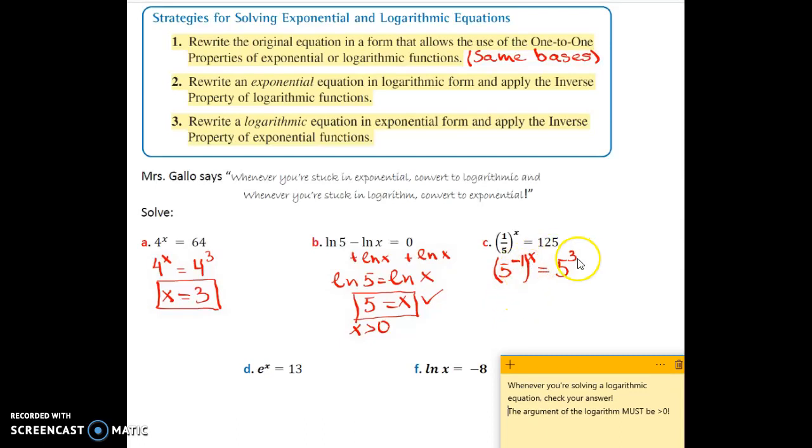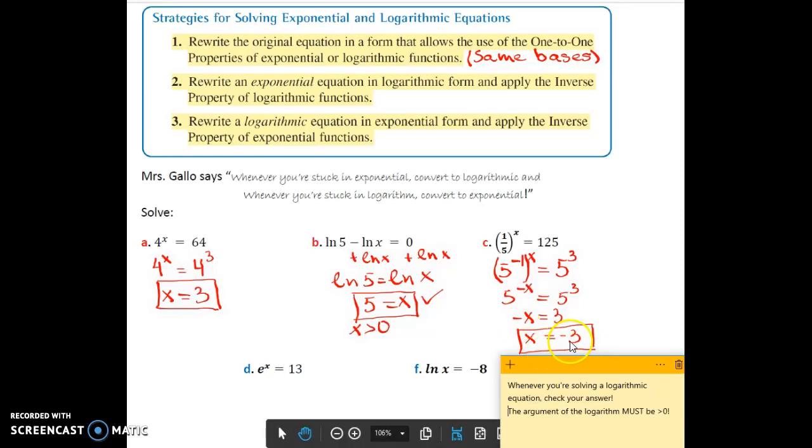Before I can set the exponents equal to one another, I need to apply the rule for exponents here. I have power of a power, which means I need to multiply these two values together. -1 times x gives me -x. So we have 5 to the negative x is equal to 5 cubed. Now I am allowed to drop those bases. We get that -x is equal to 3, or x is equal to -3.